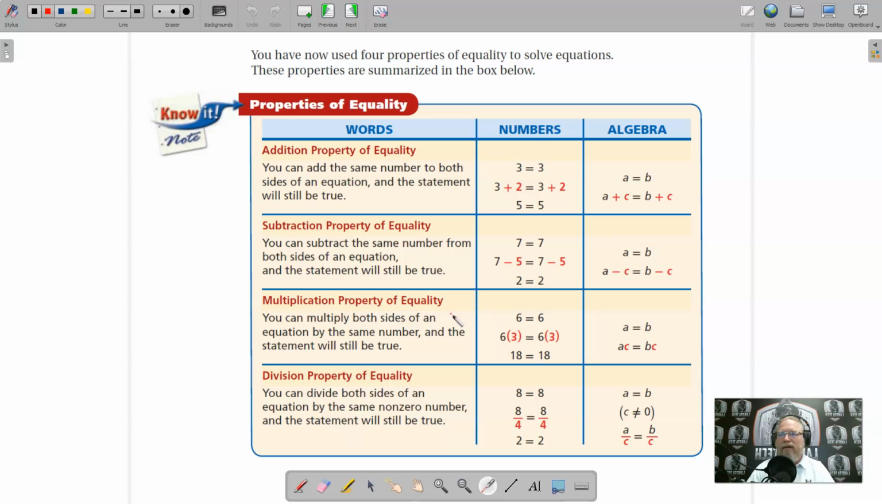Multiplication property of equality says that if you multiply one side by a number and you also multiply the other side by the same number, then you maintain equality in that statement as well. And then likewise, division property. If you divide something on the left and also divide it by the same value on the right, then you will end up with a true statement still. You'll maintain the equality of that statement.